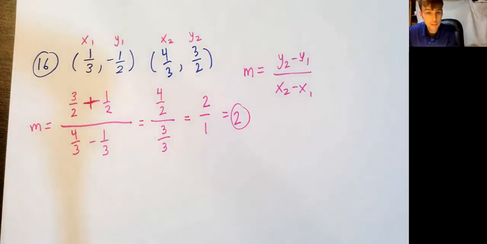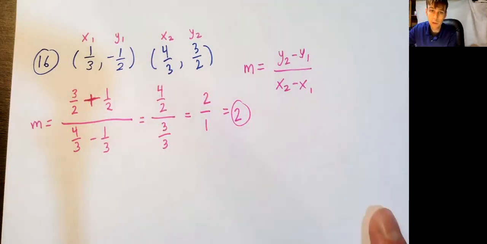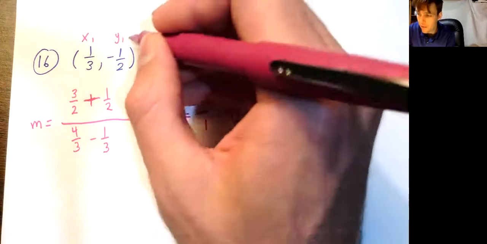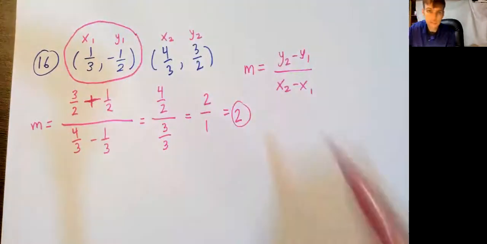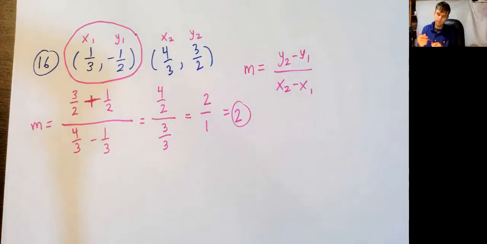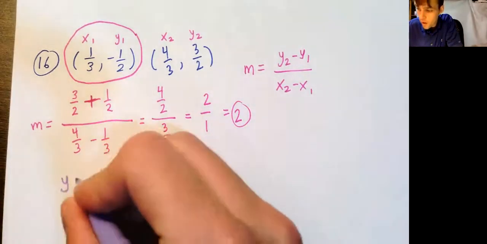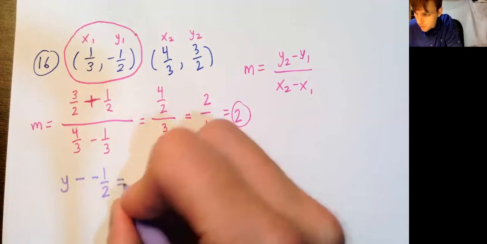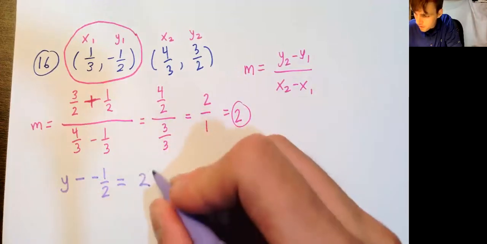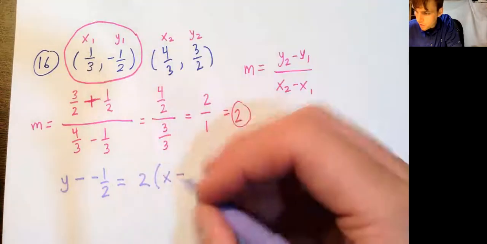And then we get to pick one of these 2 points to use in our equation. Why don't I just go ahead and go with this point and then that slope that I just found. Okay. And I'm using point slope form to write this equation. So I have y minus y1 equals m times x minus x1.